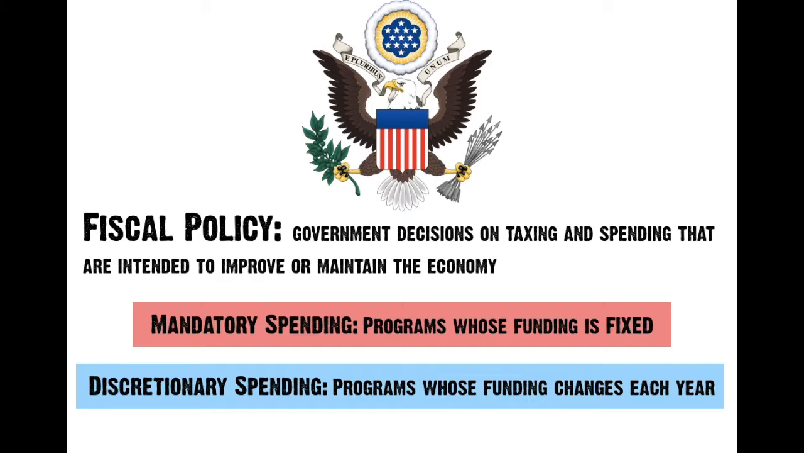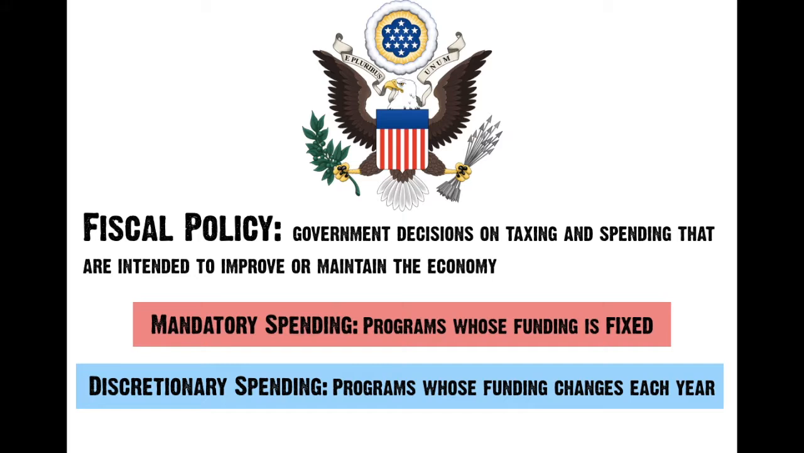Last thing we're going to wrap up with is the government's role in this, because the government spends and taxes as well. So very much like the Federal Reserve, the government impacts the economy in a number of ways. And that's called our fiscal policy. These are the government decisions on taxing and spending that are intended to improve or maintain the economy.